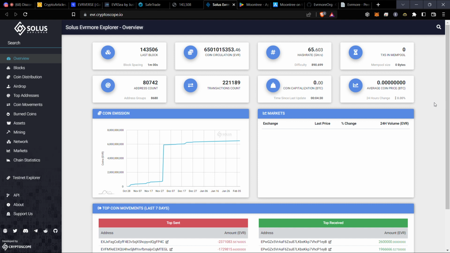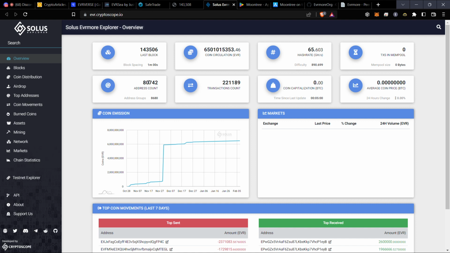ever.cryptoscope.io. This is a block explorer, and it has a lot of information. The latest block is 143,506, and the block spacing is 1 minute apart. Current coins in circulation, I don't even know if I can count those coins. Let's see. 1,000, million, 6.5 trillion coins in circulation. Current hash rate is 65 gigahashes. There are 0 transactions in the mempool.